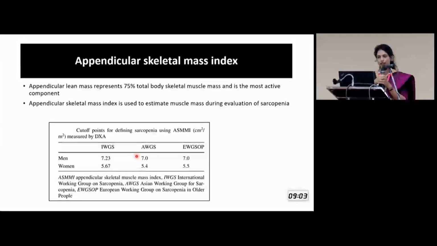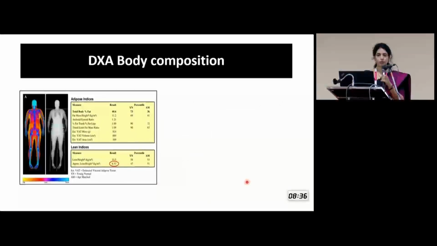So most of the guidelines which are looking at the definition of sarcopenia have used appendicular lean mass as the parameter to define the muscle mass, and then you have different cutoffs from different bodies based on the ethnicities they have studied. What we can probably concentrate on is the Asian Working Group for Sarcopenia, where the appendicular lean mass cutoffs of around 7 for men and 5.4 for women is what we can follow in our patients.